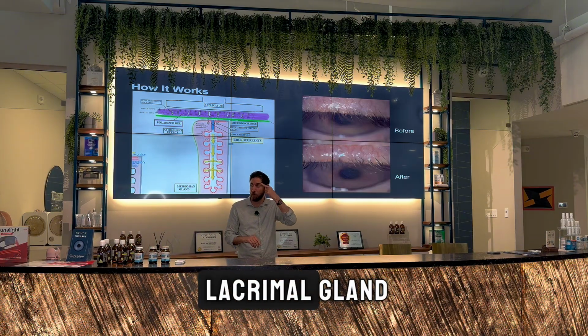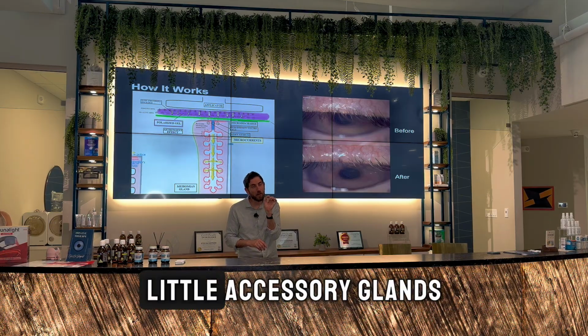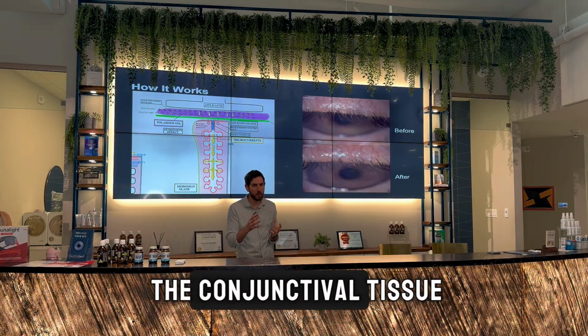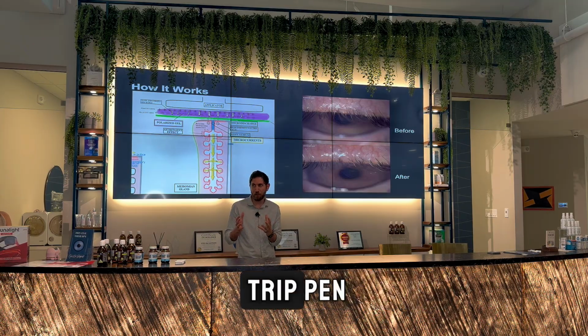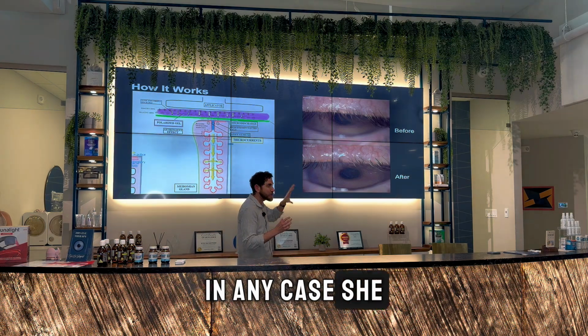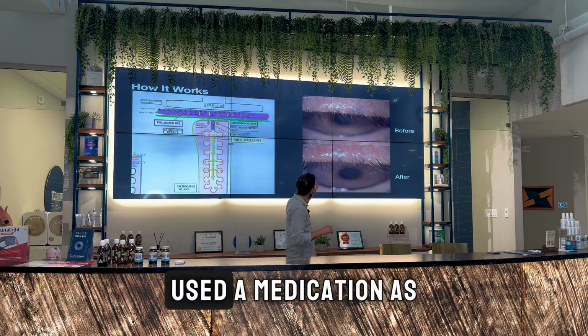One comes from the lacrimal gland that lives behind your eyebrow, and the other comes from small little accessory glands that also live on the conjunctiva. So when we're treating the conjunctival tissue with the jet plasma pen, that's how we're able to treat everything simultaneously. In any case, she underwent that treatment, and I used a medication as my gel glide.